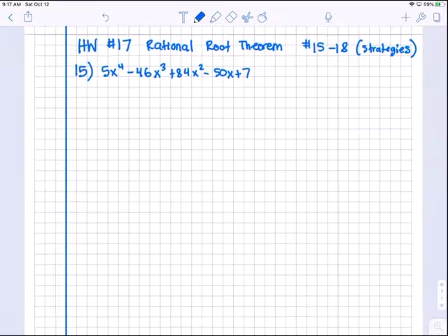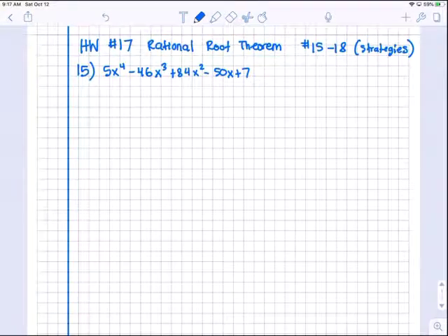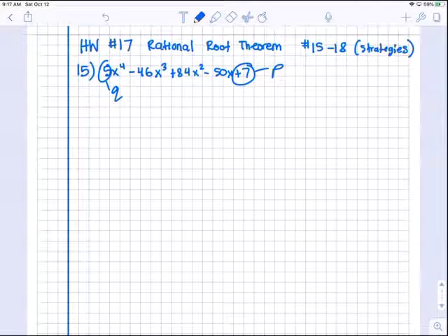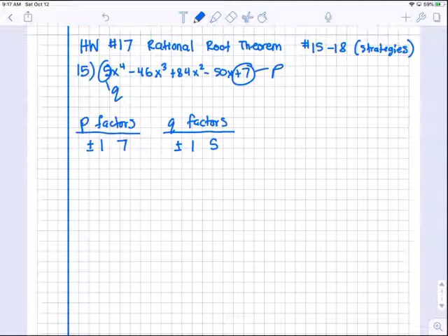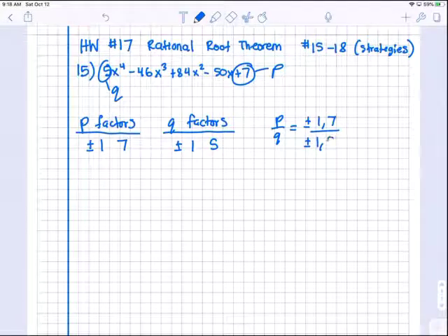So like normal, gotta find your P factors and your Q factors. So here's my P, there's my Q. So P factors are plus or minus 1 and 7. And your guys' Q factors are plus or minus 1 and 5. And now we have to find our P over Q. So P over Q is going to equal plus or minus 1 and 7, and then plus or minus 1 and 5.